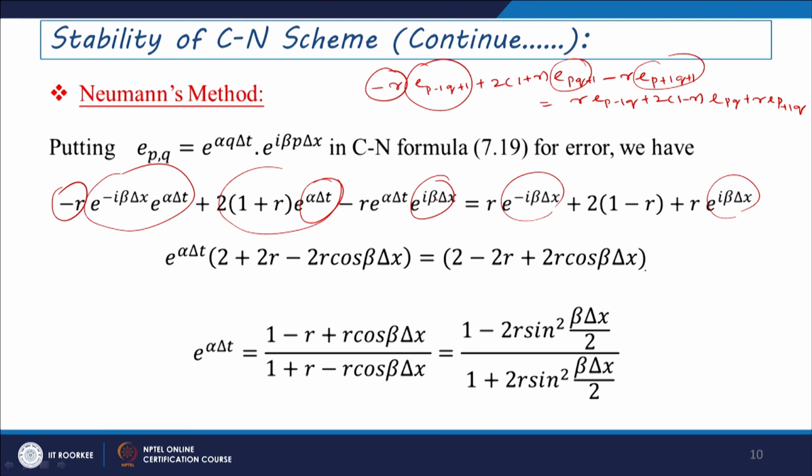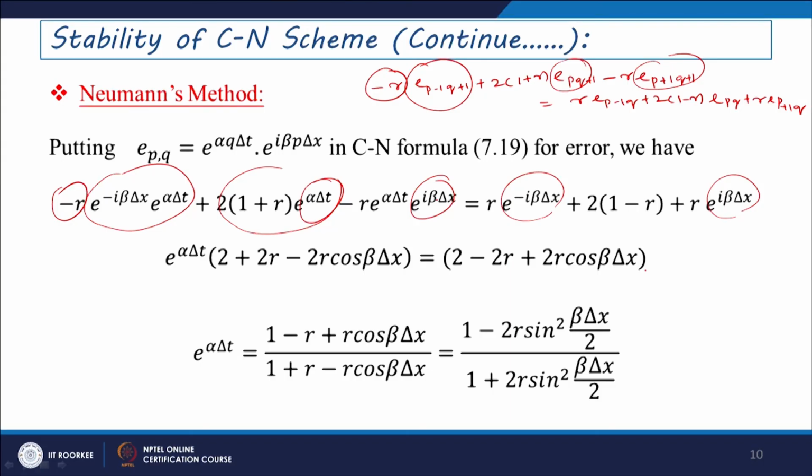Since you already know that cos x can be written in the form of e to the power x plus e to the power minus x by 2, that's why it is represented in this form here. If we express these terms in the form of e to the power alpha delta, it is 1 minus r plus r cos beta delta x divided by 1 plus r minus r cos beta delta x. Since 2 on both sides can be taken common and cancelled out, this can be written as 1 minus 2r sin square beta delta x by 2 by 1 plus 2r sin square beta delta x by 2.